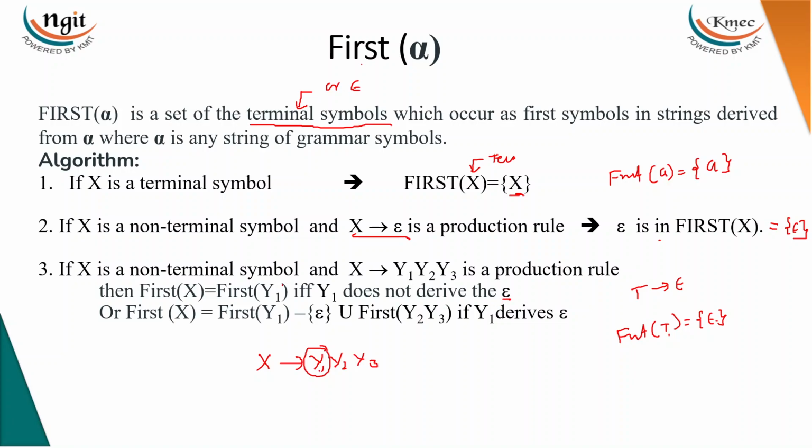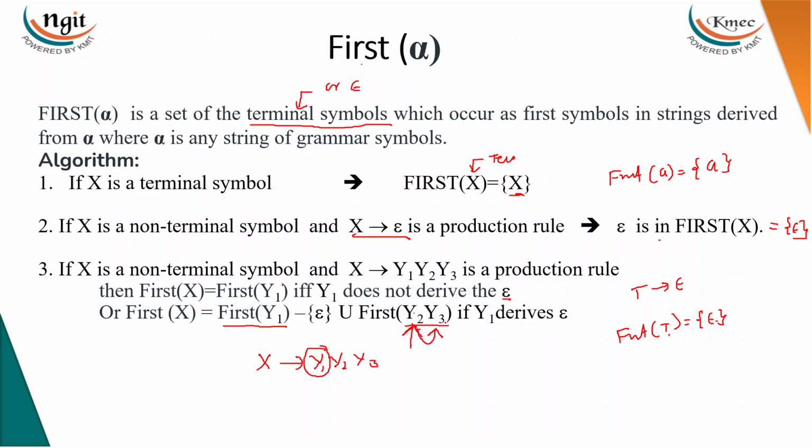What if y1 derives the epsilon? Then first take the first of y1, then remove the epsilon and find out the first of y2 and y3. Same: first of y2, y3 means first of y2 only, when it does not derive the epsilon. If it derives the epsilon, what do we have to do again? We have to take the y3.